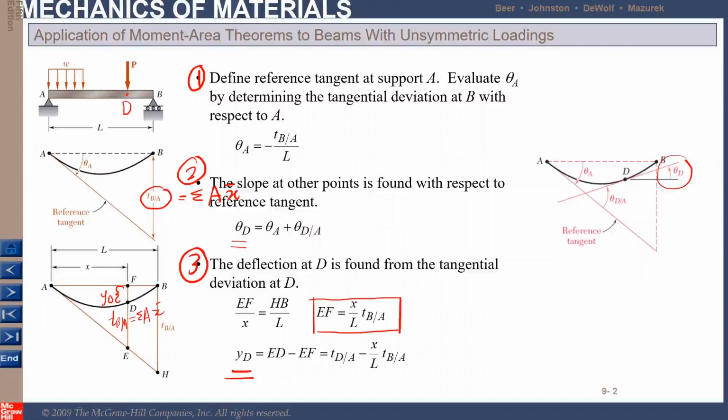All you need to know is to find your reference correctly and then use that reference to calculate the value of theta A and also the value of EF over here. Okay, so let's try one example in which we can apply this formula to help us find the slope and deflection at a certain point.